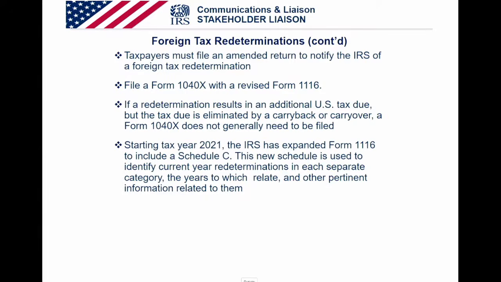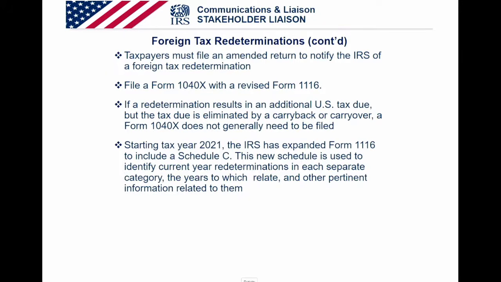There is an exception to filing an amended return if the FTR is under a certain threshold amount, that is $300 for individual filers or $600 for joint filers, and the taxpayer meets other certain criteria which can be found in Pub 514. And this is a de minimis exception.